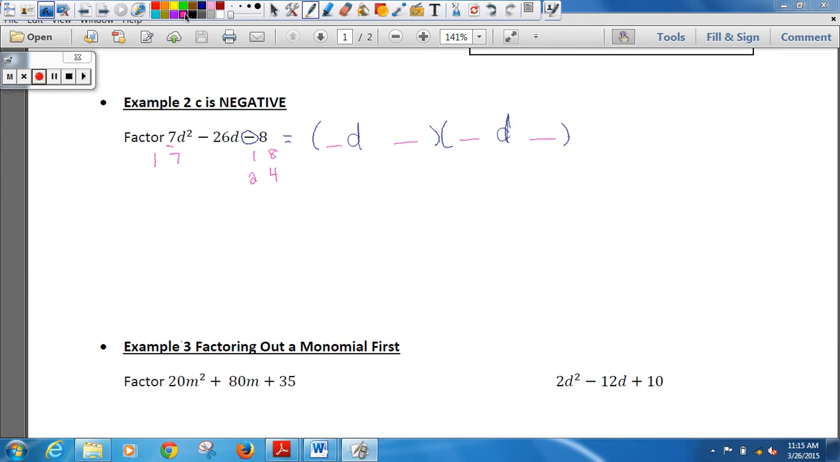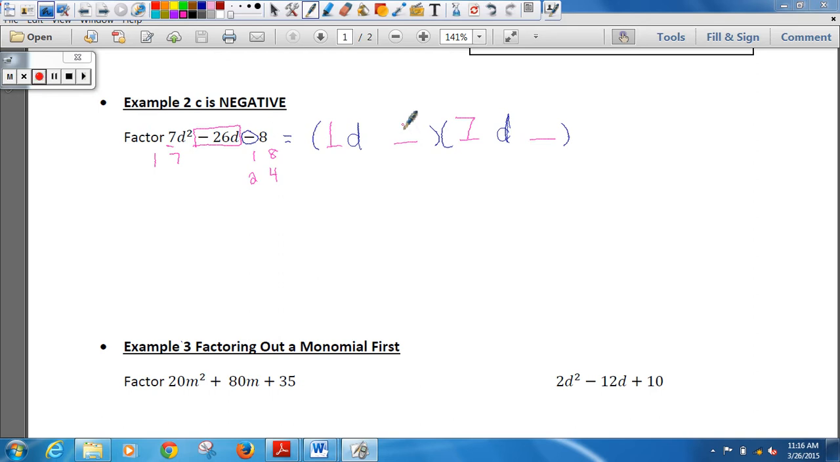Okay, since my signs are going to be different, I know the difference has to give me negative 26d. So the difference has to give me 26. Well, I know I'm going to use 1 and 7 because those are the only factors of 7 or of A. So now I have to play around with the factors of C, which are 1 and 8, 2 and 4. And I need them to subtract and give me 26.